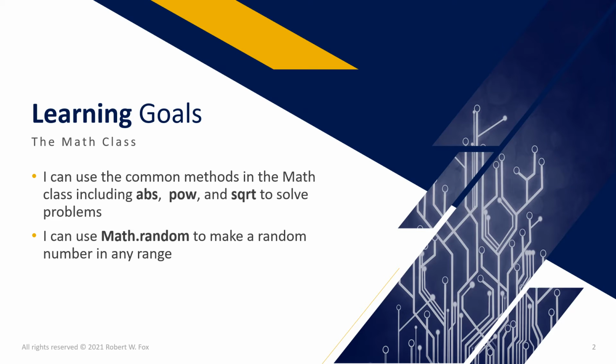We've got two learning goals for today. The first is that you can use common methods in the Math class, including abs, pow, and square root to solve problems. And the second is that you can use Math.random to make a random number in any range.